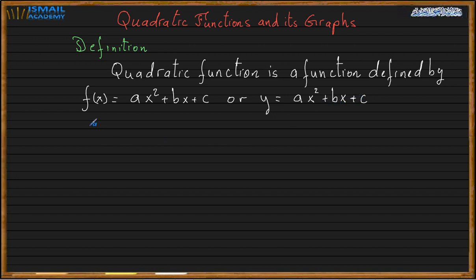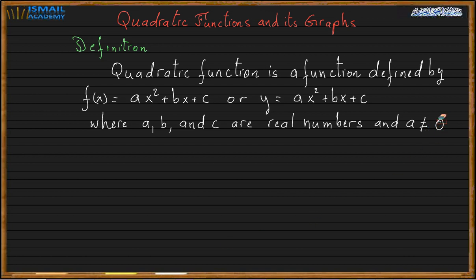Where a, b, and c are real numbers, and a is not equal to 0, because if a equals 0, we'll end up having a linear equation. So a is not equal to 0.